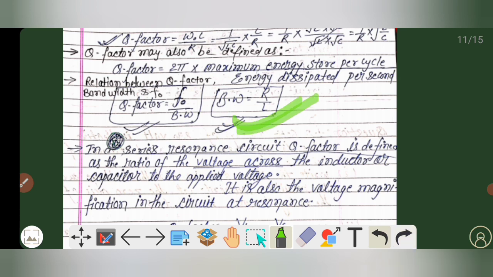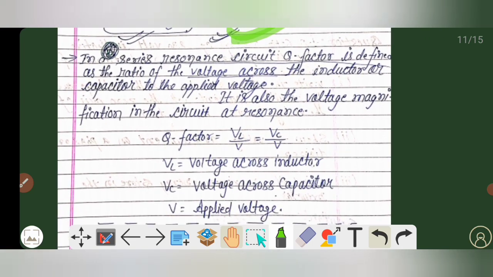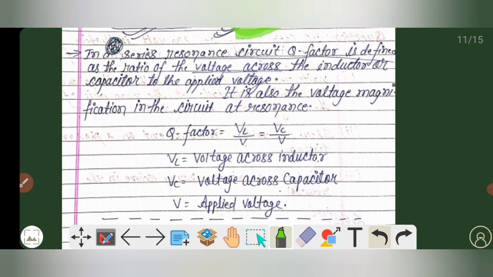Now we will discuss some very important points. In a series resonance circuit, quality factor is defined as the ratio of voltage across the inductor or capacitor to the applied voltage, my dear friends. This is the voltage across inductor by applied voltage and voltage across capacitor by applied voltage. It is also the voltage magnification at resonance. This is the most important point, voltage magnification. In series resonance, there is a magnification of voltage.